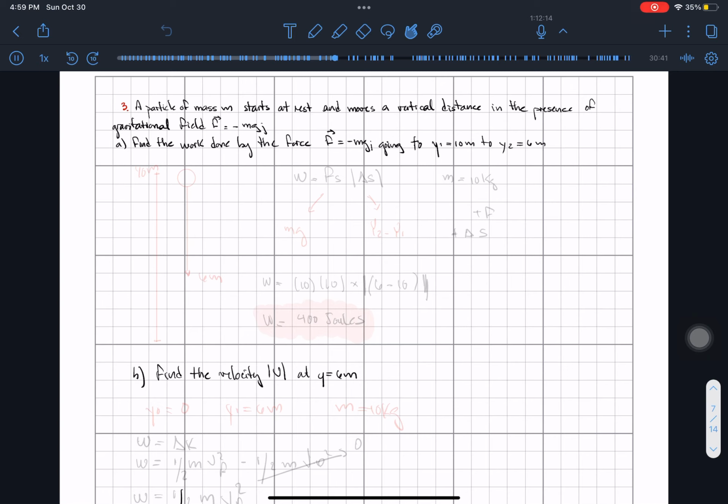So we have an object at 10 meters initially, and it starts falling until it reaches the 6 meters. So the equation to find the work done by the force is equal to the following.